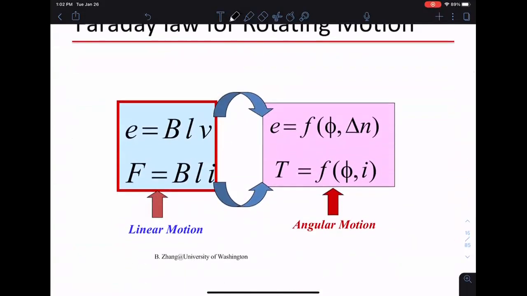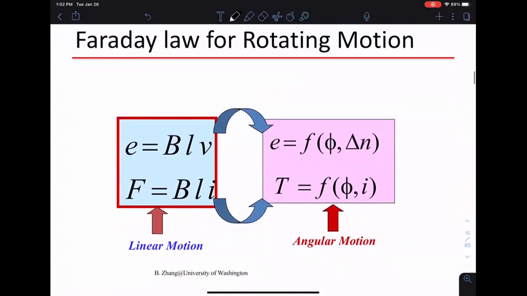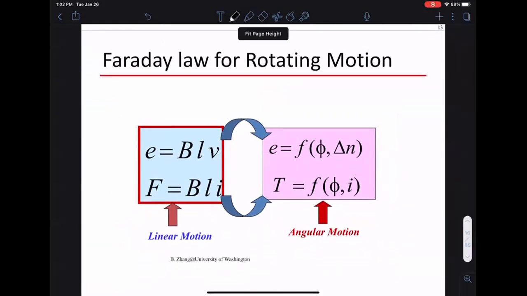So the rotating version of Faraday's law is, instead of v, linear velocity, we're going to think of the angular frequency. So this is the speed of rotation we have. And instead of force, we're going to think of torque.